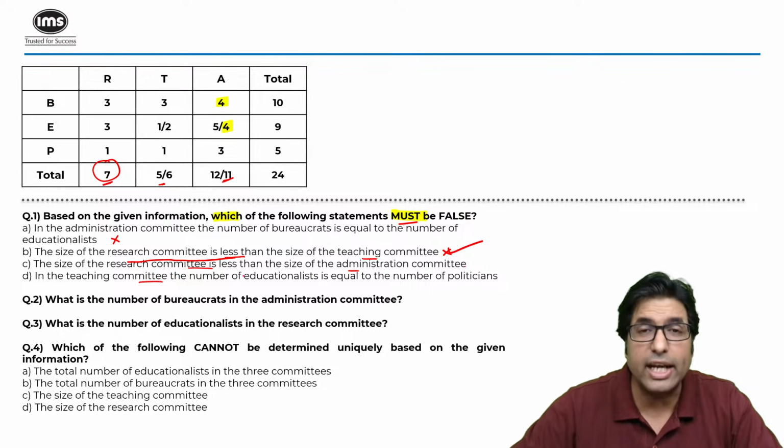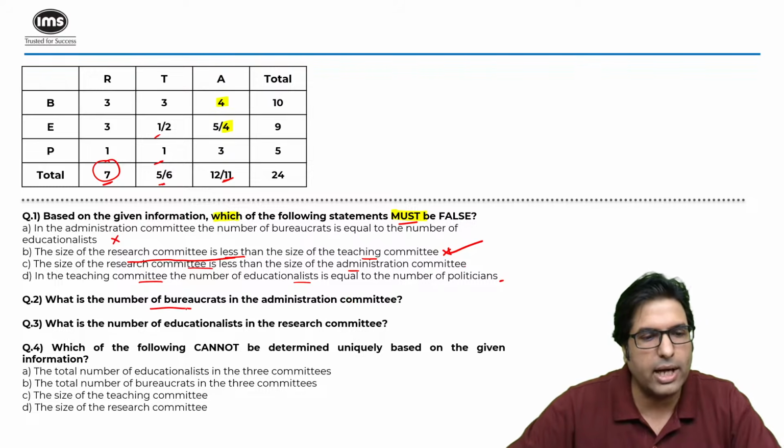And option D, in the teaching committee, the number of educationalists is equal to the number of politicians. So teaching educationalists equal to politicians may be true, may not be true. We cannot say anything for sure for option 4.